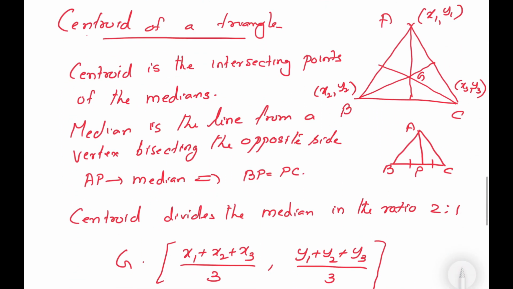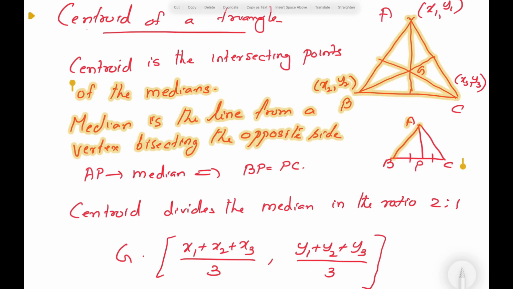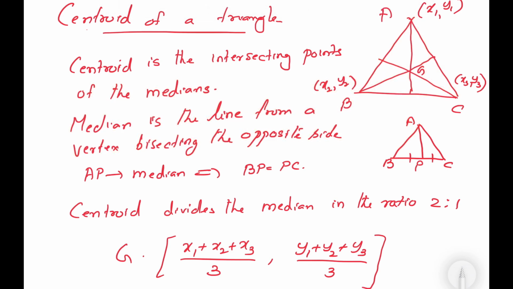Now, the next formula that you will be learning is the centroid of a triangle. G is the centroid of the triangle. Centroid is the intersecting point of the medians. You know a median is a line which is bisecting the side. Suppose this is a median.